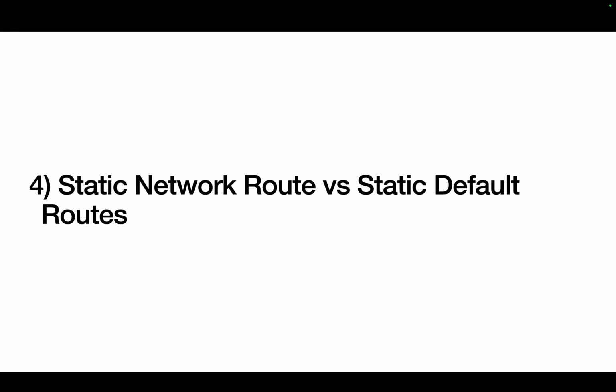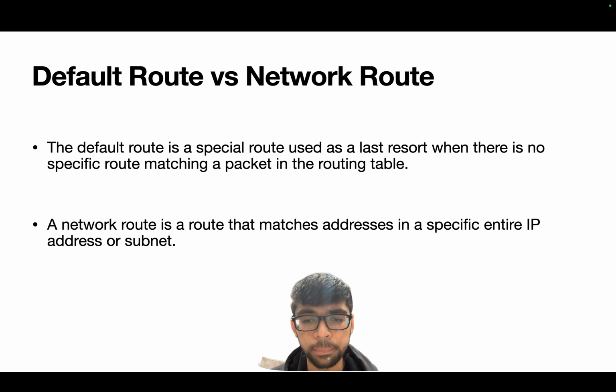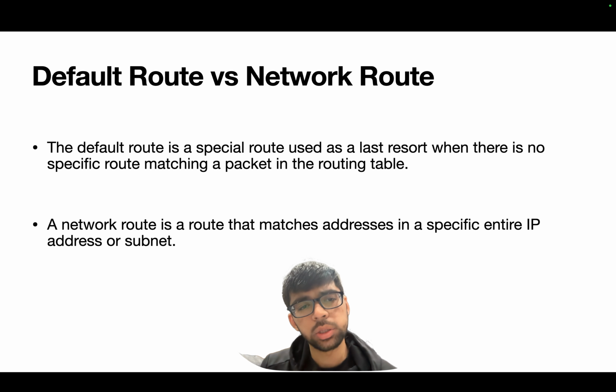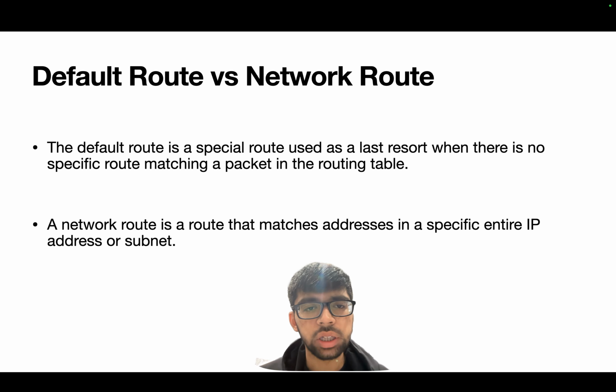So, static network routes and static default routes. Something very important is that we do not get confused between these two terms. A default route is a special route that's used as a last resort when there's no specific route matching a packet in the routing table. When there's no specific route matching a packet in the routing table, we use the default route.